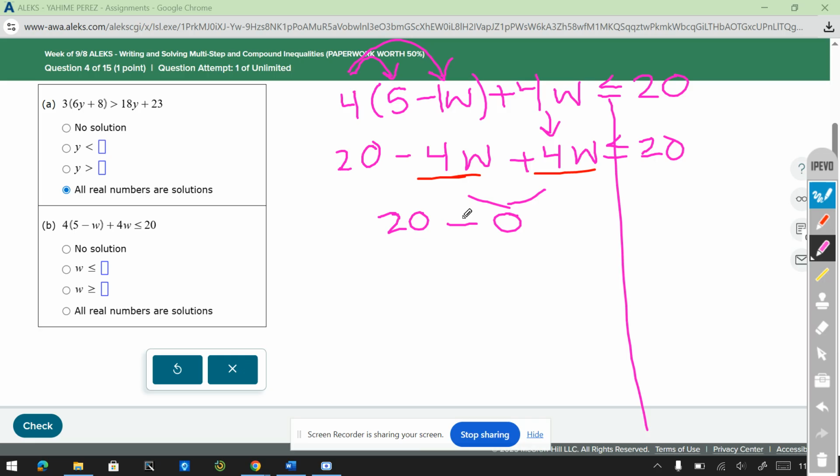You could say that's 20 plus 0w, but 0 times anything is just 0. So if I had 0w, that would just still be 0.